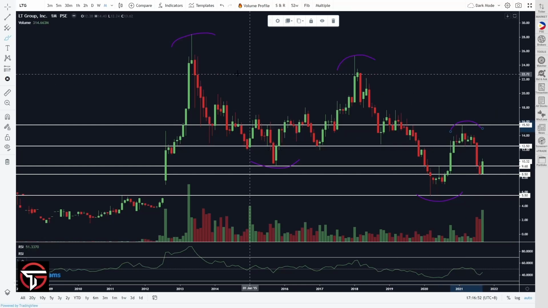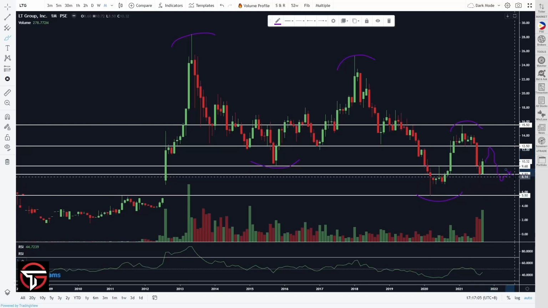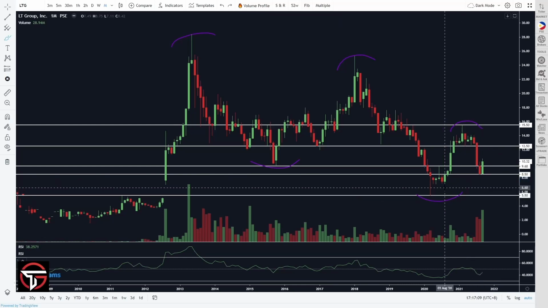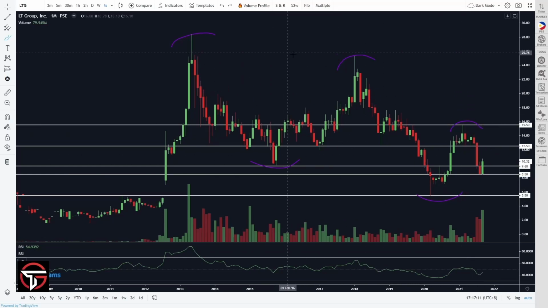Okay, pwedeng mangyari is aangat tayo ng konti, mauntog tayo around 12.5, then from there, reverse na naman. Again, this is purely based sa monthly chart, ha? Pwede tayong mauntog dyan, reverse, then we break 8.5, baba, revisit yung 5.5 area. Okay? So, based purely from the monthly chart, we're still looking at a very bearish trend.